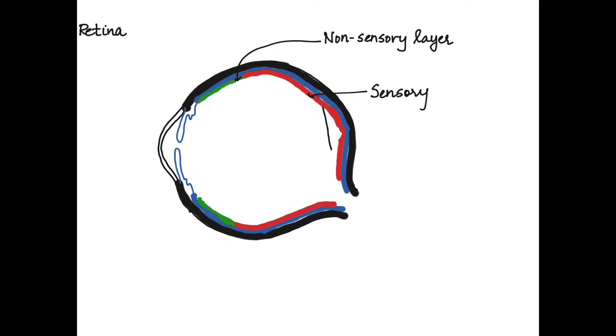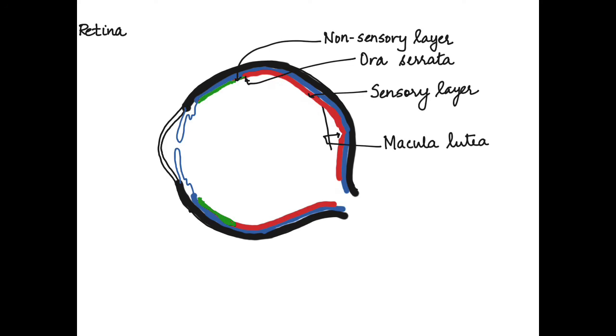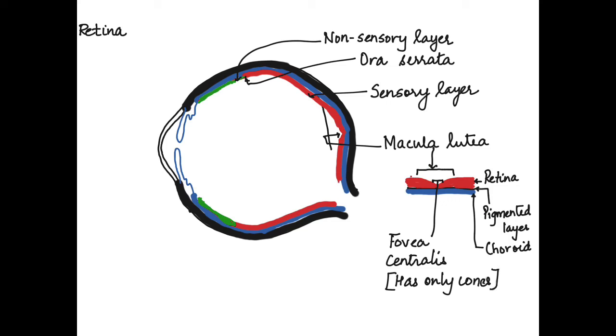The innermost layer of the eye is the retina. The retina has two main parts, the non-sensory part and the sensory part. Now, the sensory part ends and the non-sensory part begins at a point which is called the ora serrata. The retina shows a depression which is called macula lutea. The macula lutea has maximum rods present in it.